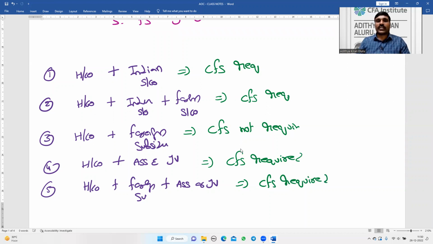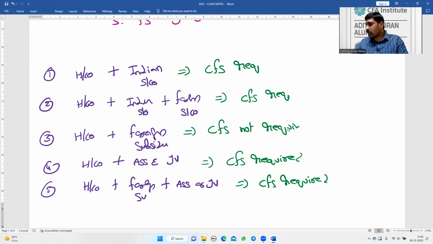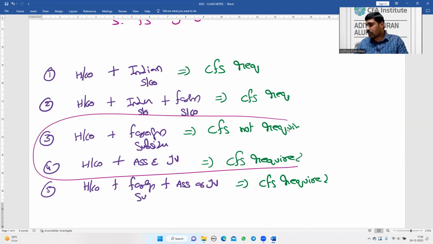Okay, these are the things. So holding company: if I have only an Indian subsidiary, CFS is required. If I have both an Indian subsidiary plus a foreign subsidiary, CFS is also required. But if I have only a foreign subsidiary, CFS is not required. But if I have only associates and joint ventures, but I don't have subsidiaries, then CFS is not required. So these are the two important points we need to remember.